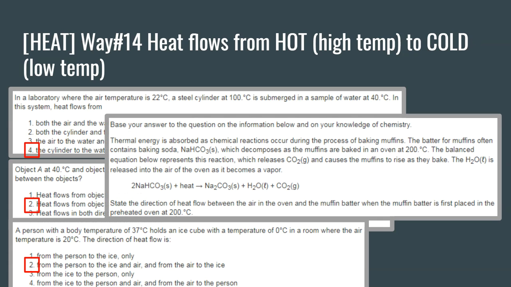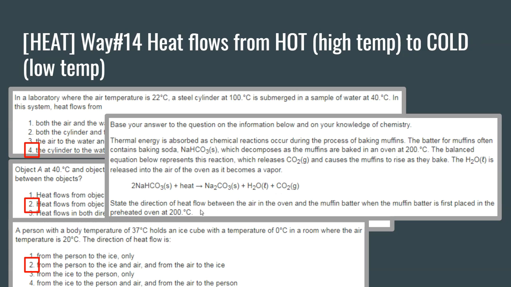Base your answer to the question on the information below and on your knowledge of chemistry. Thermal energy is absorbed as chemical reactions occur during the process of baking muffins. The batter for muffins often contains baking soda, sodium bicarbonate, solid, which decomposes as the muffins are baked in an oven at 200 degrees Celsius. The balanced equation below represents this reaction, which releases carbon dioxide gas and causes the muffins to rise as they bake. The H2O liquid is released into the air of the oven as it becomes vapor. It gives you an equation. 2 sodium bicarbonate solid plus heat yields sodium carbonate solid plus H2O liquid plus CO2 gas.